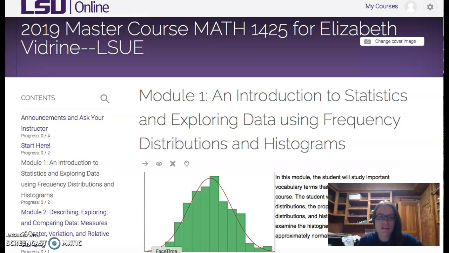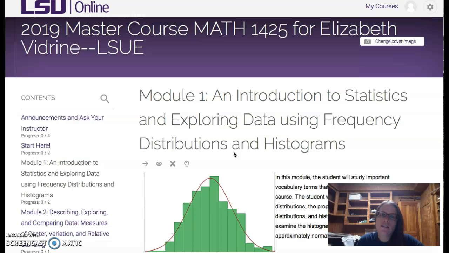Module 1, the content that you will be learning is an introduction to statistics and exploring data using frequency distributions and histograms. So the very first part of this is learning basically what statistics is and some very important statistical terminology that you will be using throughout the course. So it's very important to go over this terminology and understand the terminology and be able to use the terminology correctly. Then you're going to move on to frequency distributions.